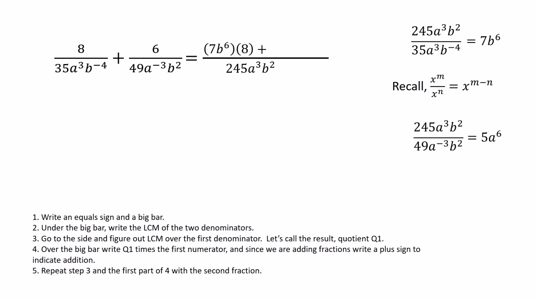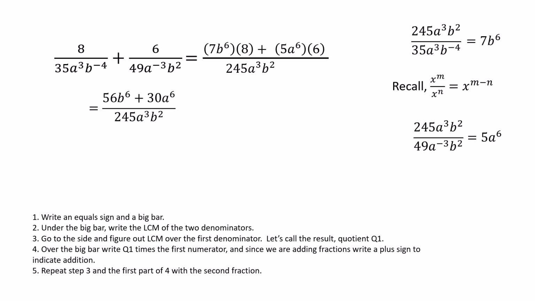Right? Well, what's the next step? Take that 5a to the 6 and multiply by the second numerator 6. There you go. And after that, simple arithmetic. 8 times 7 is 56, 56b to the 6, plus 6 times 5 is 30, 30a to the 6 over 245a cubed b squared.